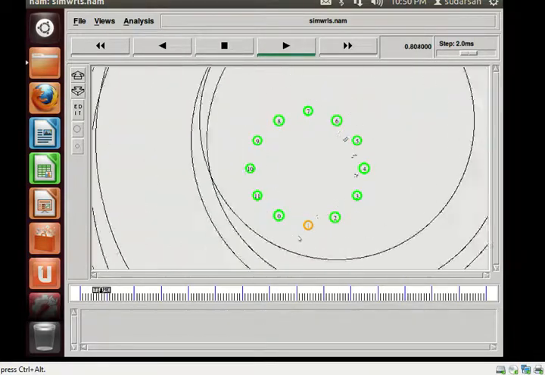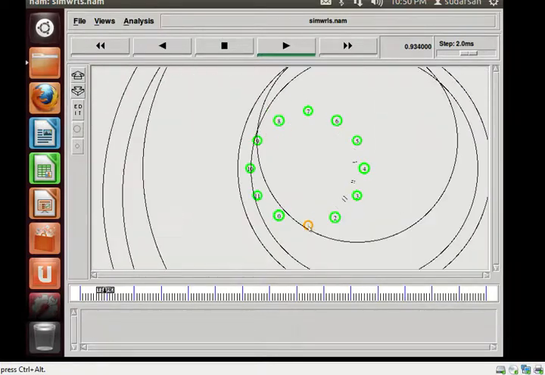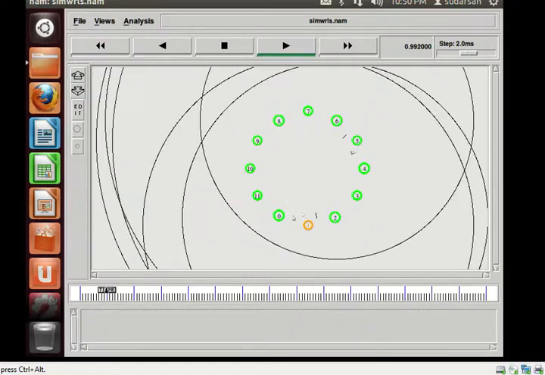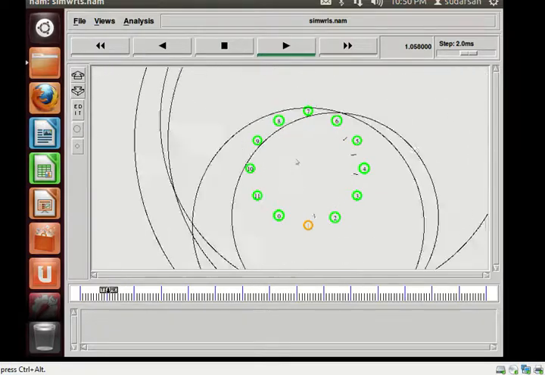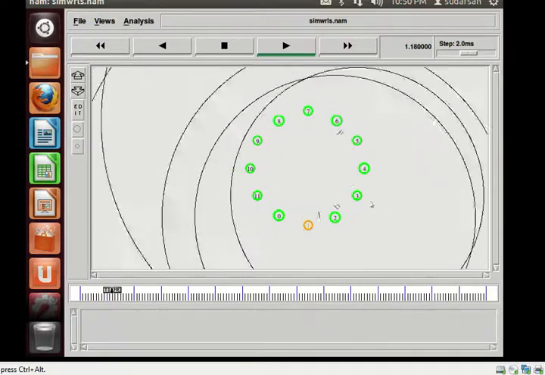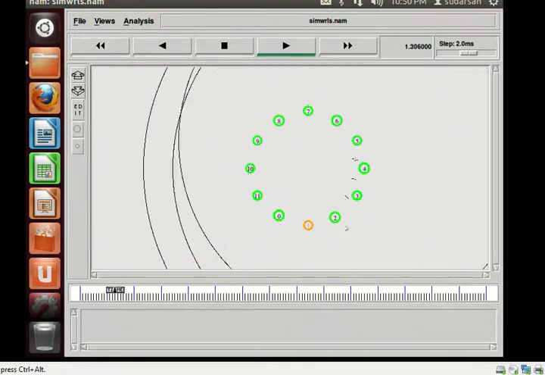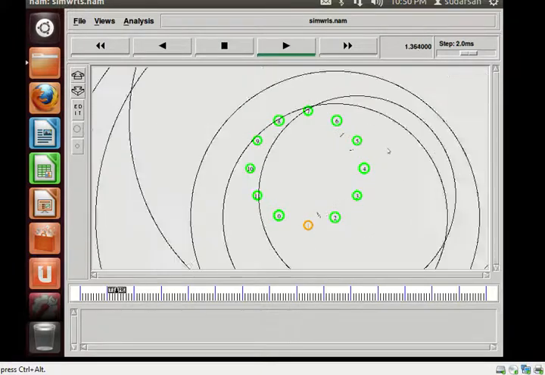We are considering the circular topology. In circular topology, there are only two paths. That is either from 1 to 6 via 11, 10, 9, and 8, and another is 1 to 6 via 2, 3, 4, 5, 6. The shortest path is 2, 3, 4, 5, 6. So the packets are transmitted in the clockwise direction.